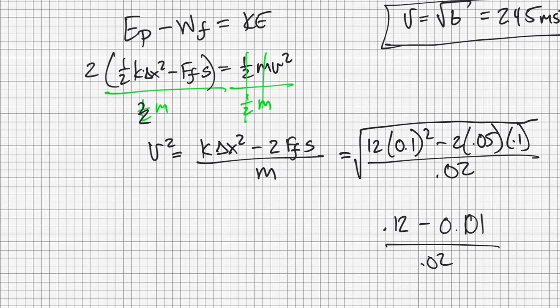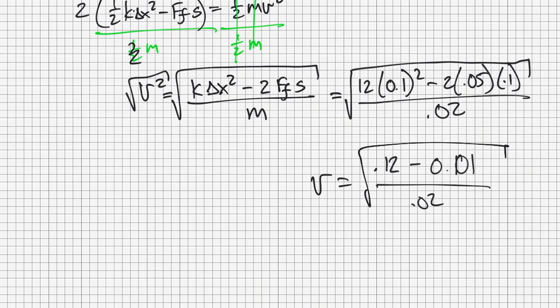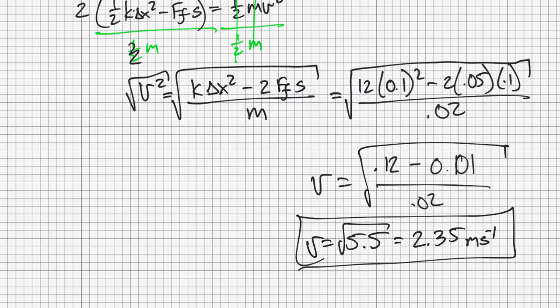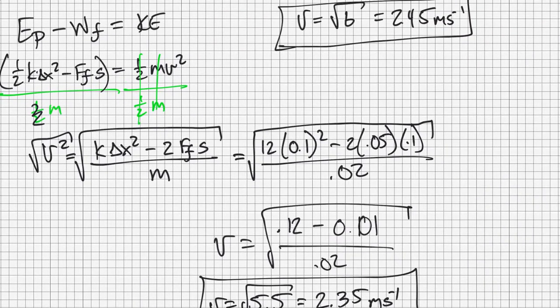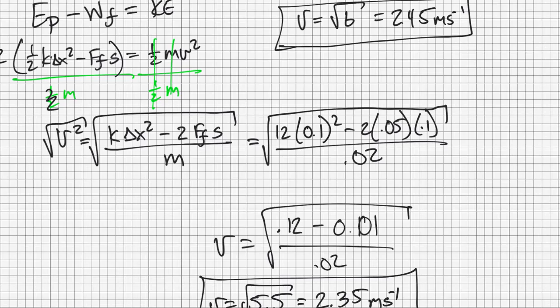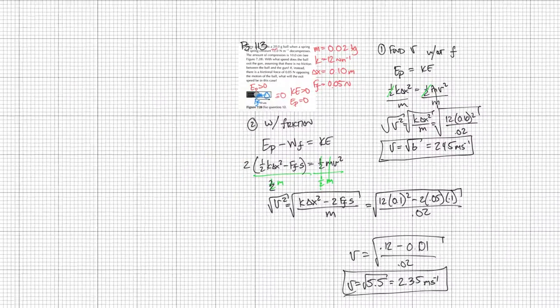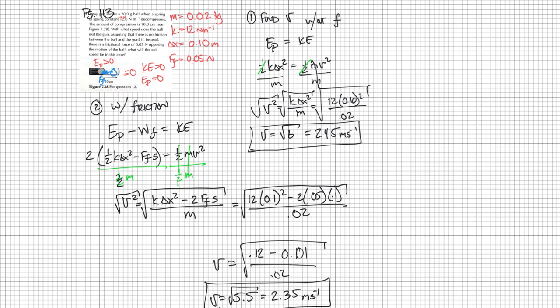And actually, sorry, I forgot to square root all of this to find V. That's going to end up being the square root of 5.5, which is going to be about 2.35 meters per second. And again, that should make sense. Initially we had a velocity of 2.45 without friction. We should have a little bit slower with friction because we lost some of our energy to that friction.